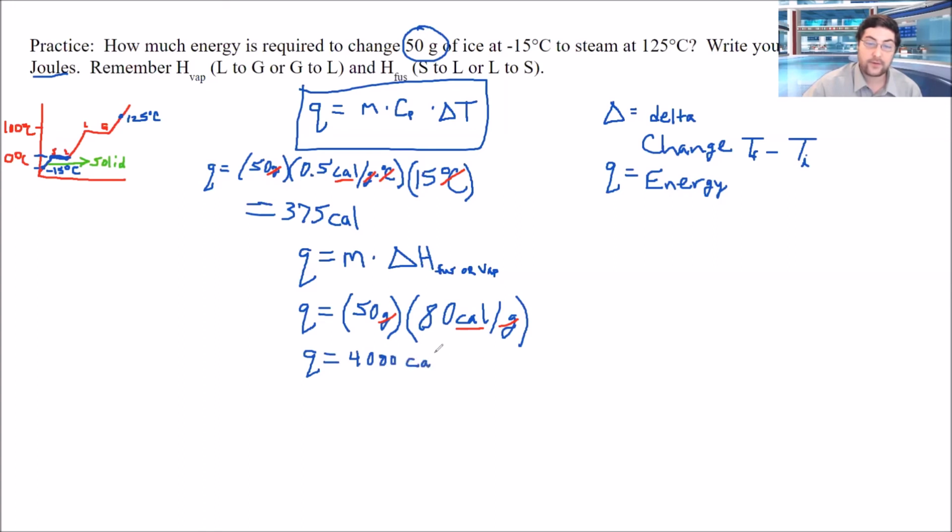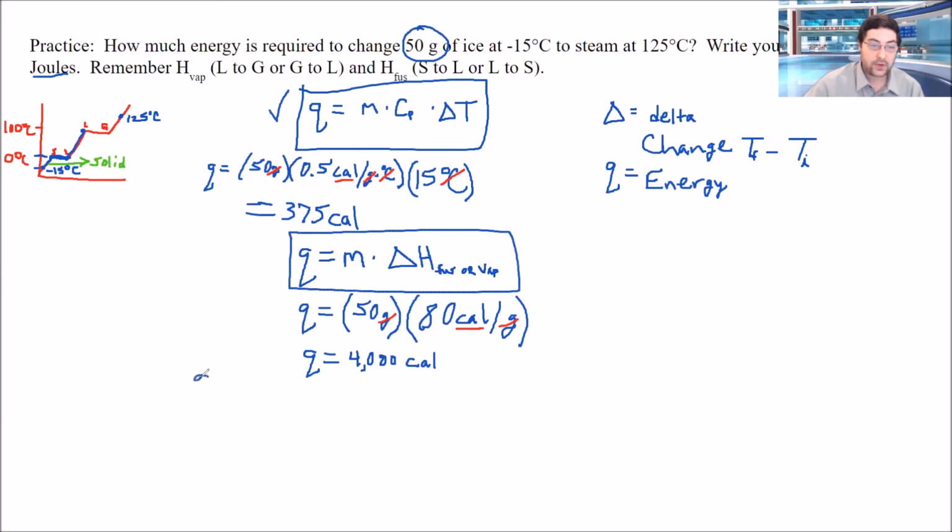All right, so we've got 4,000 calories at this point, and that puts us now where we have liquid water at 0 degrees Celsius. So now we want to do the next section of our heat curve, which is going to be to change from liquid at 0 degrees Celsius to liquid at 100 degrees Celsius. We're changing temperature now, so we want to do our change in temperature equation. So that's this one up here, mass times specific heat times the change in temperature. This one here, that one's our change in state.